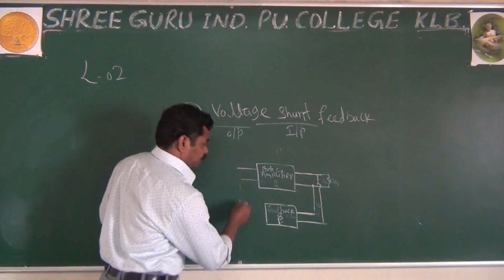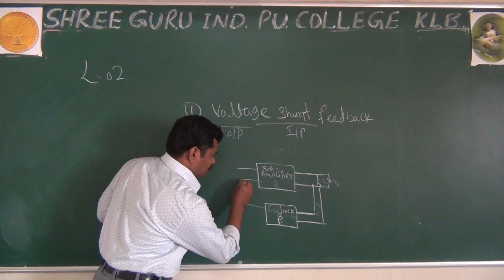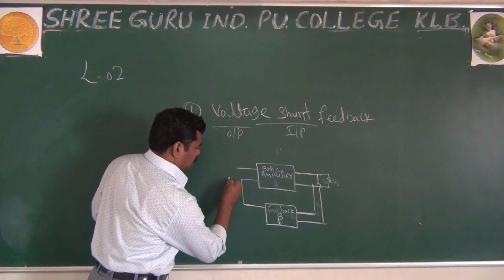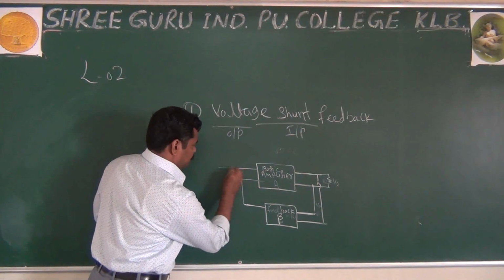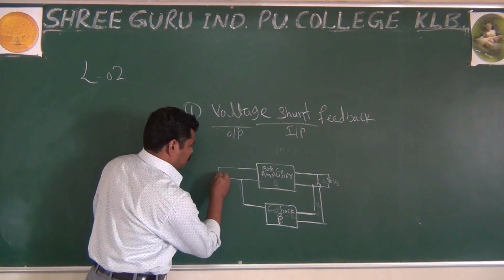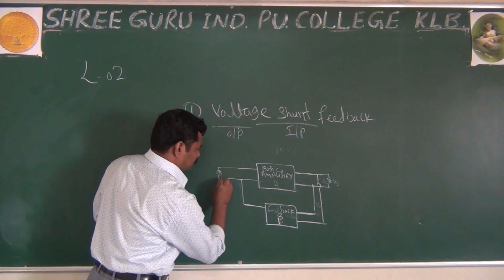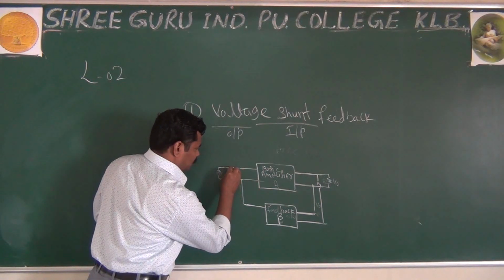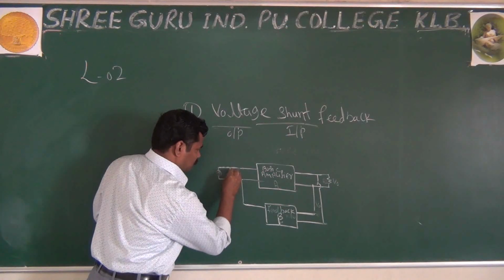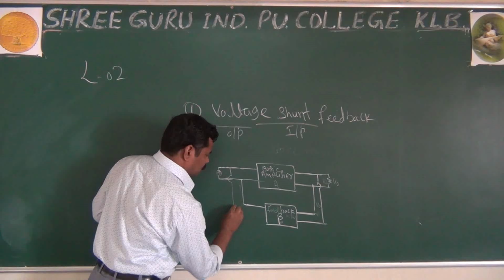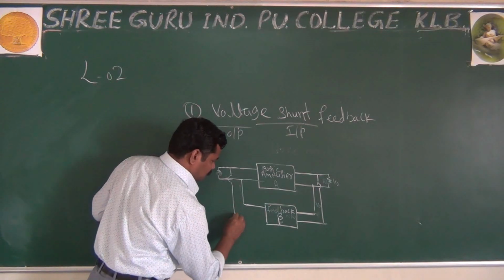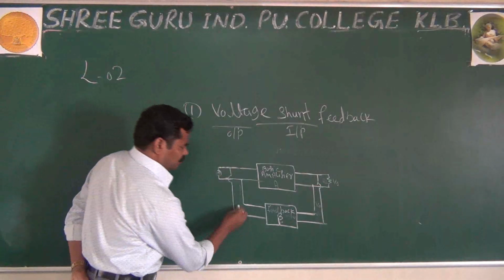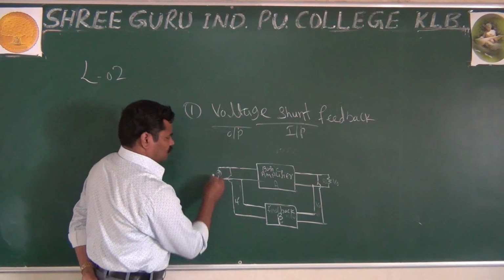Now you have to connect the same here. And here you are getting a current source, and this current source is connected in parallel. Why is it connected in parallel? Because I just said this is nothing but your IF and this is nothing but IS.